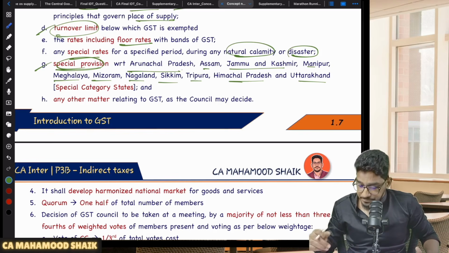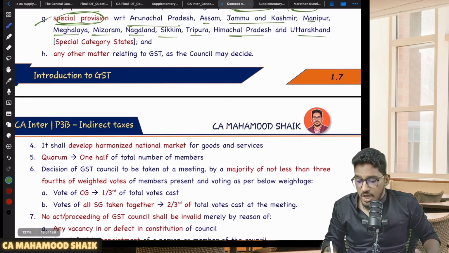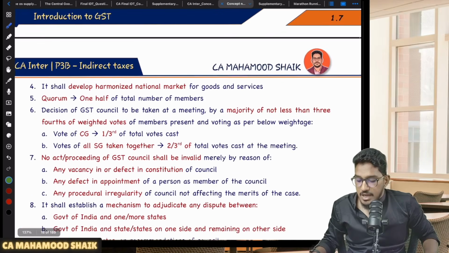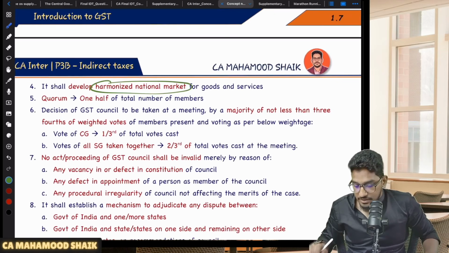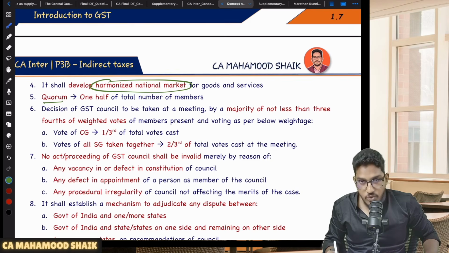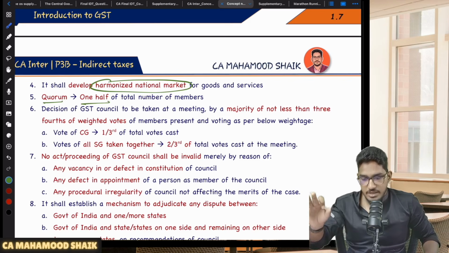Who will decide it? The GST Council will decide it, or any other matter relating to GST as the council may decide. The main objective is to develop a harmonized, uniform national market. And even for GST Council meetings there should be a quorum. What is the minimum quorum? 1/2 of the total members. 1/2 of the total number of members must be there in the quorum.